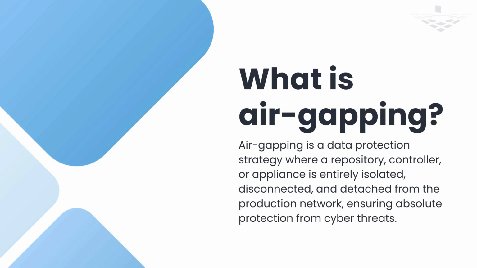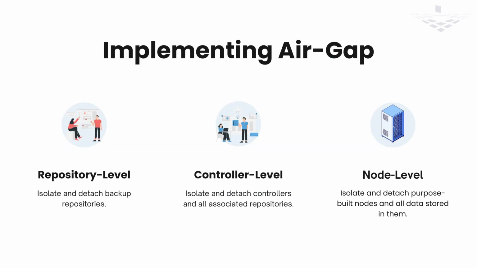When we say a system is air-gapped, it means the data within it is isolated, disconnected, and detached from any network or external access. This ensures an added layer of protection, making it immune to ransomware attacks, cyber threats, or unauthorized access. Air-gapping can be implemented at various levels using StoneFusion.